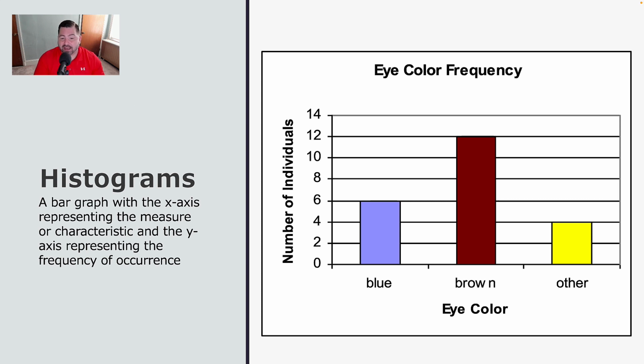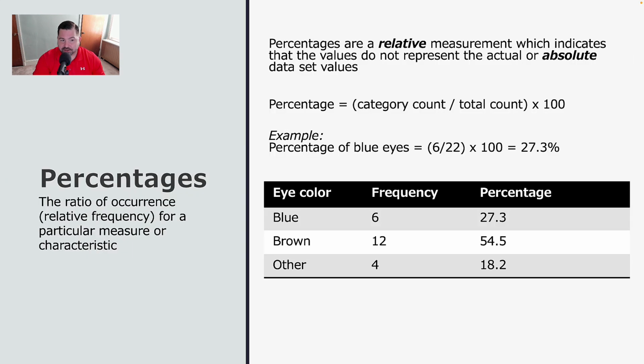If you look at the x-axis here, which is the horizontal axis, we have the different characteristic options that exist for eye color: blue, brown, and other. And on the y-axis, we have the frequency, or how often that blue, brown, or other colored eye represents itself. So histograms are a type of bar chart that helps us organize graphically our frequency distributions.